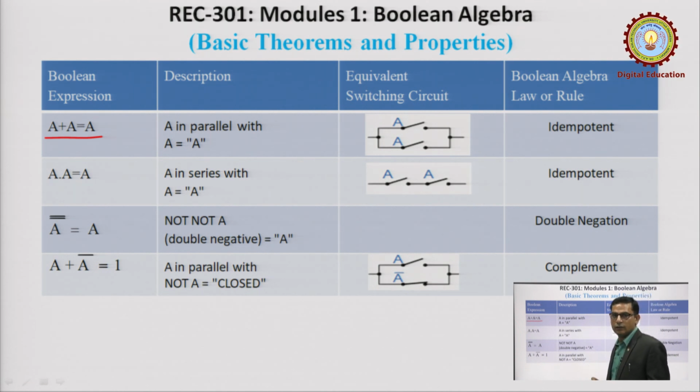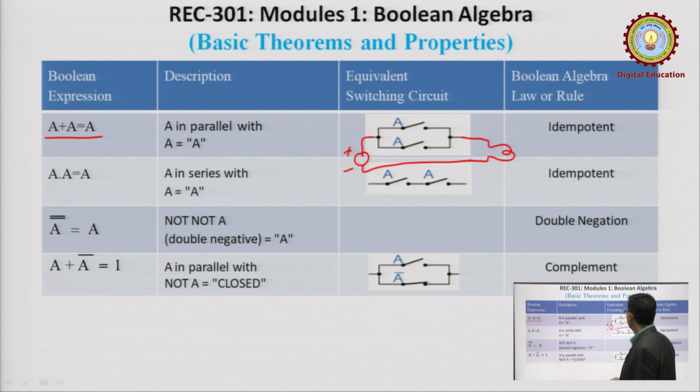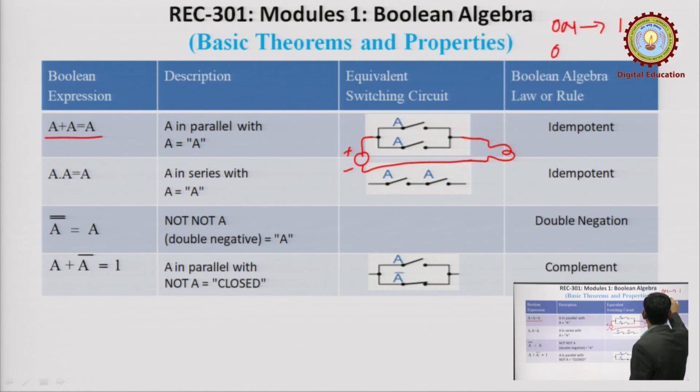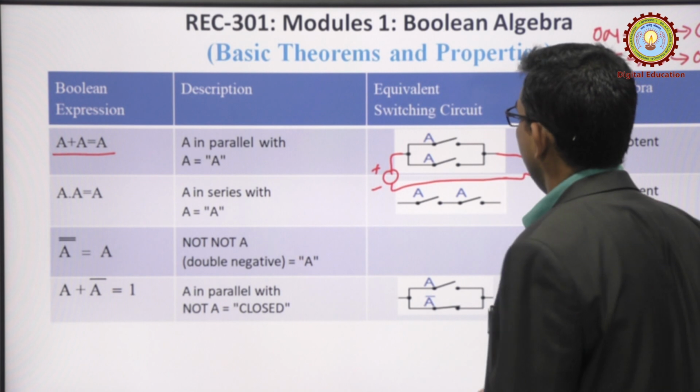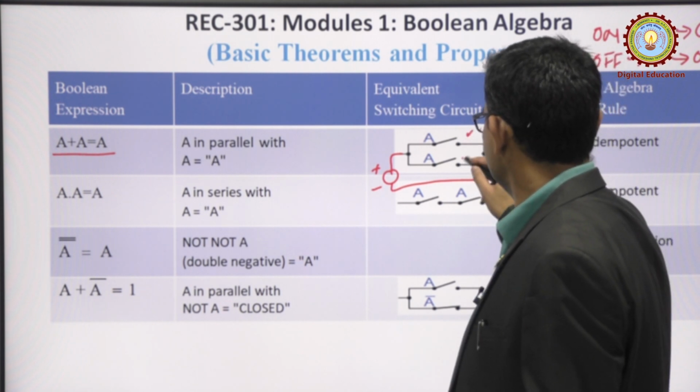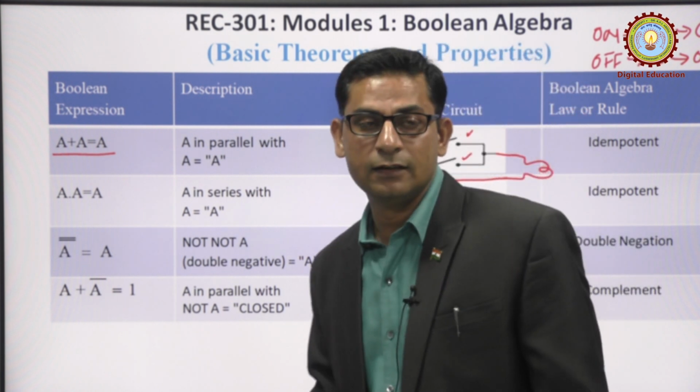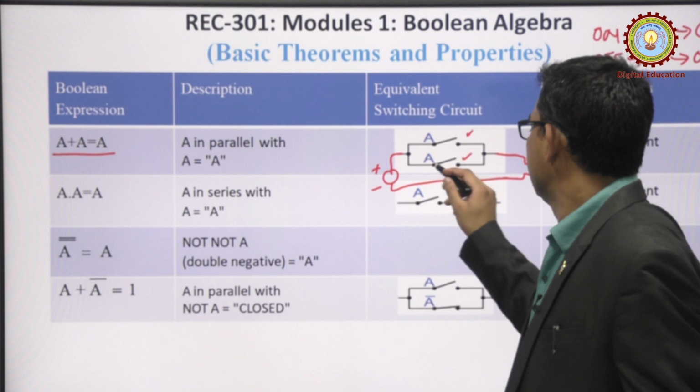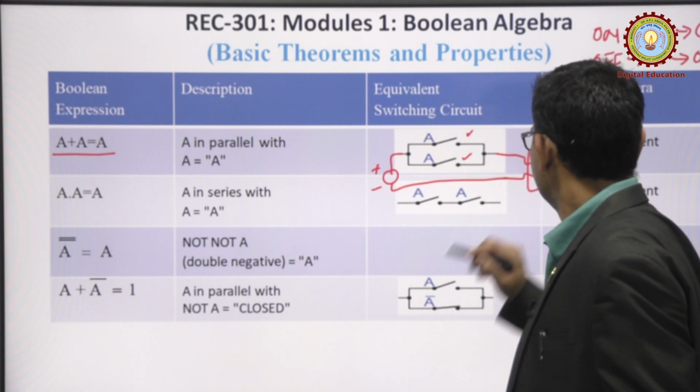From here we can see this is plus, this is minus, and these are the switches. On means 1 and off means 0; this is closed state and this is open state. Initially, both the switches are open, in off state, so we do not have a path to supply this appliance.